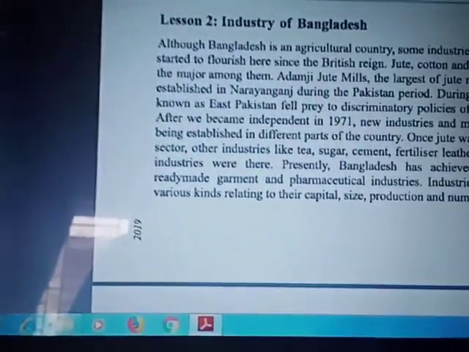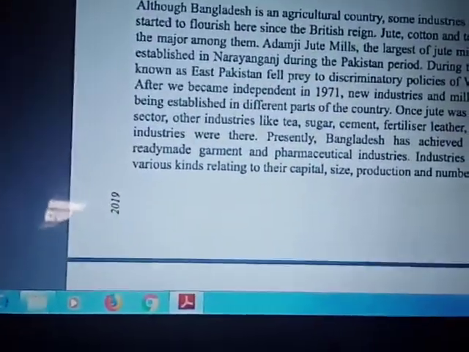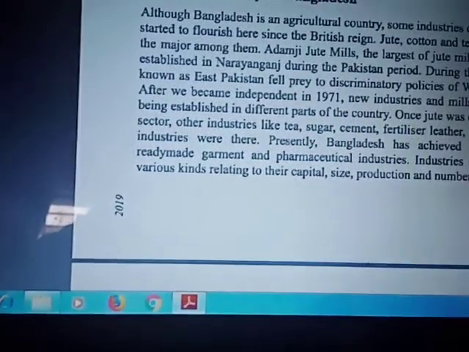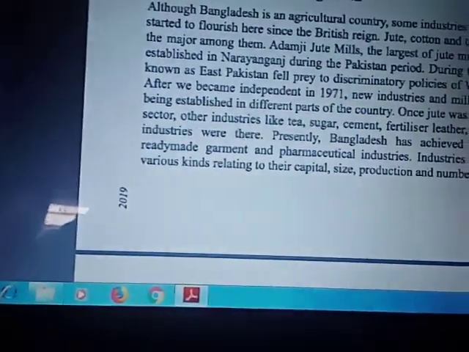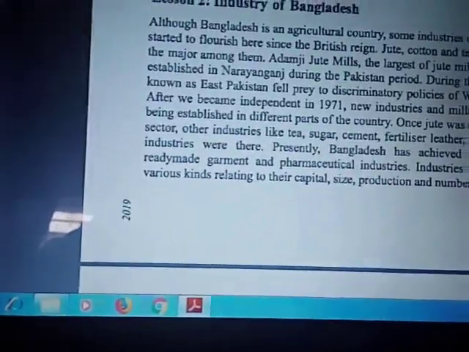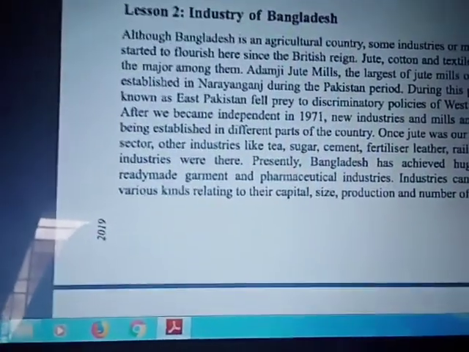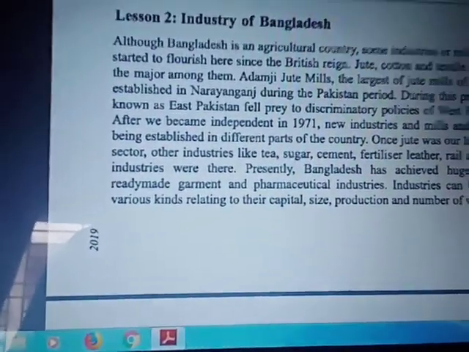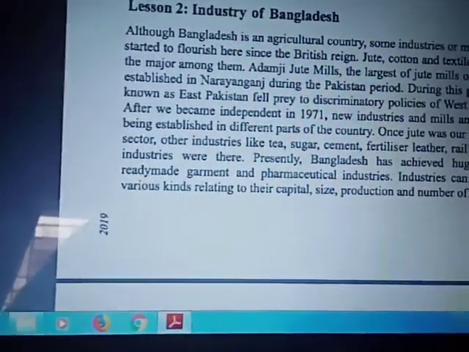1st July 2020 was established in Narayanganj during the Pakistan period. During that period, these wings, known as East Pakistan, fell prey to discriminatory policies of West Pakistani rulers. After we became independent in 1971, new industries, mills and factories were being established in different parts of the country.